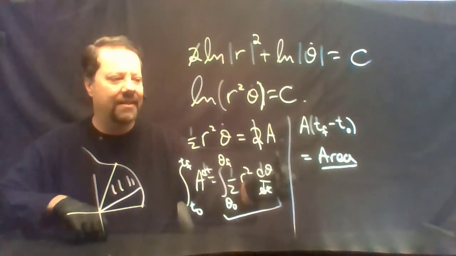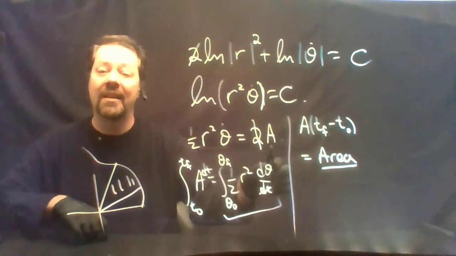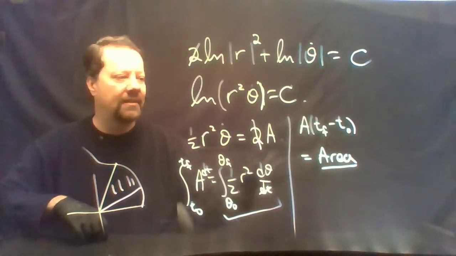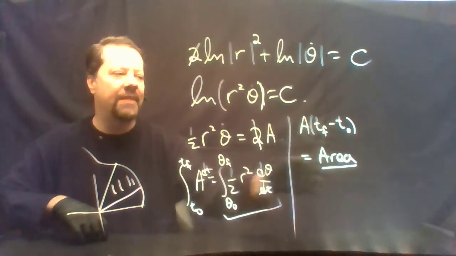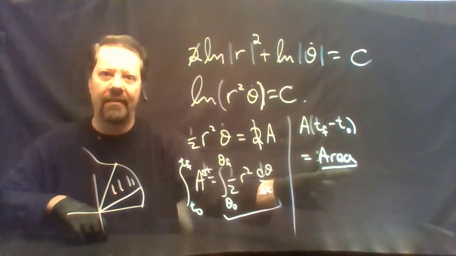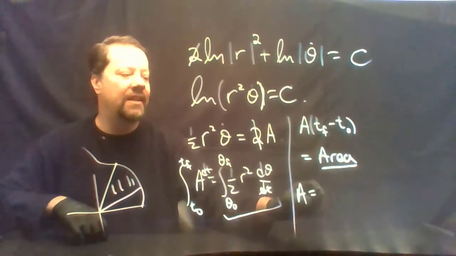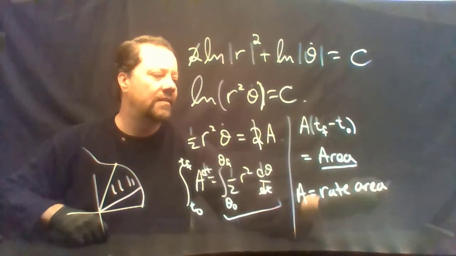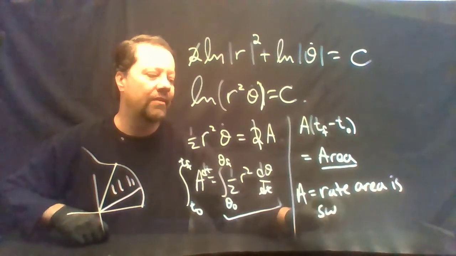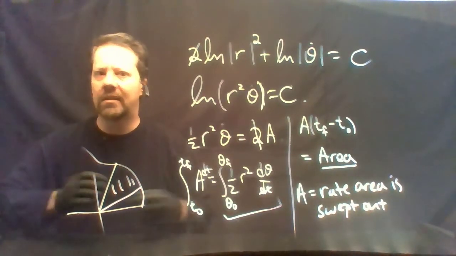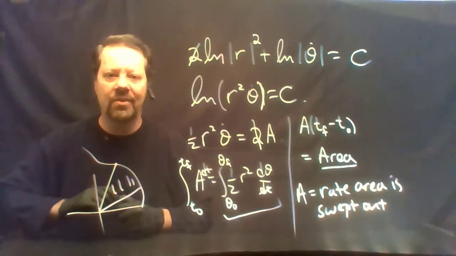What is the significance of this constant A? A is the rate at which area is being swept out. This must be area per unit time, because when you multiply by an interval of time, you end up with area. So A is the rate area is swept out in units of, say, square kilometers per hour or square kilometers per day, whatever unit of time and area you wish to work with.